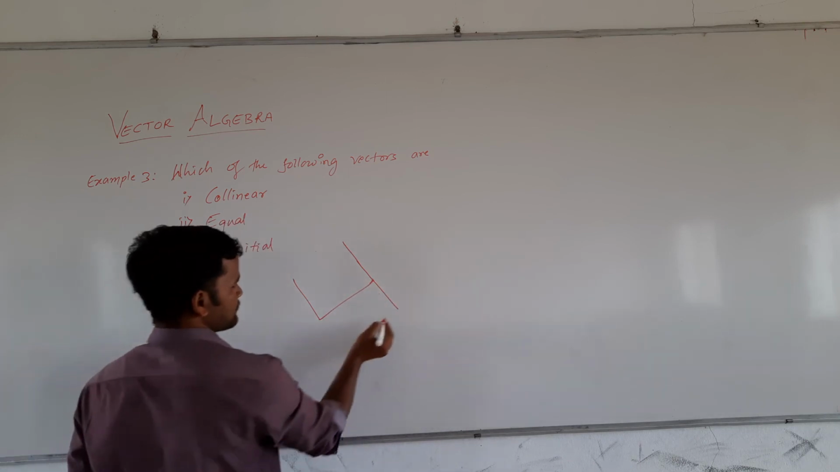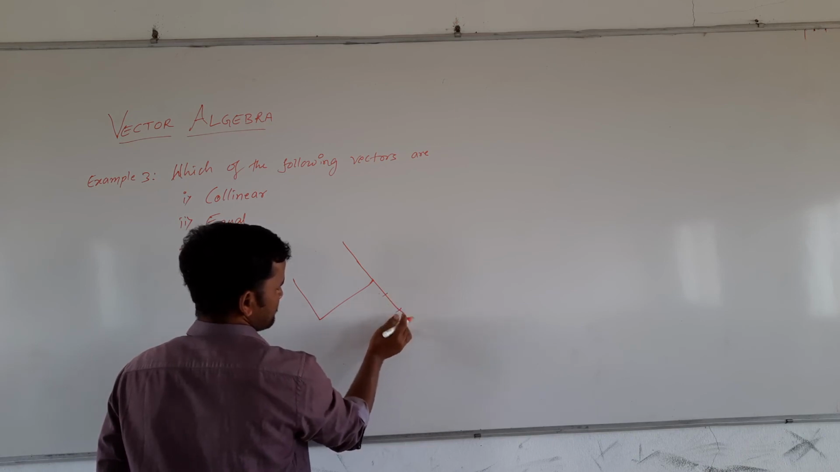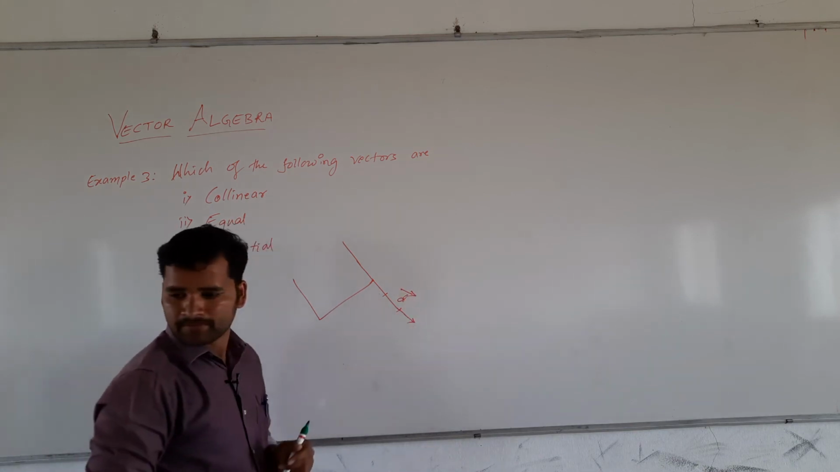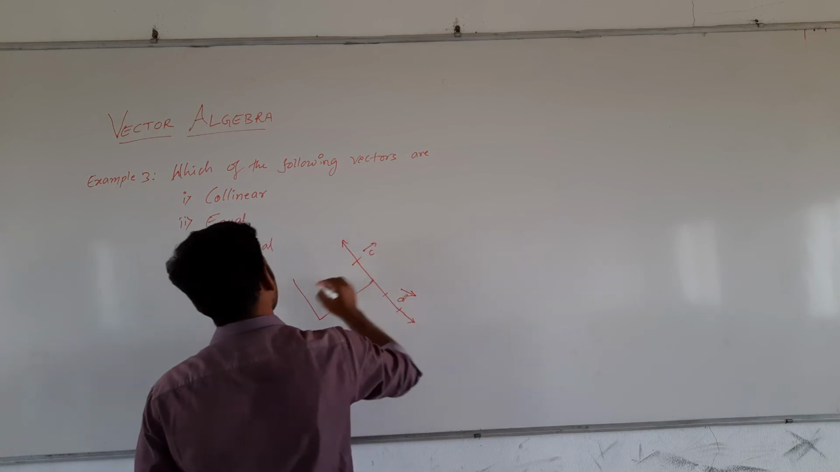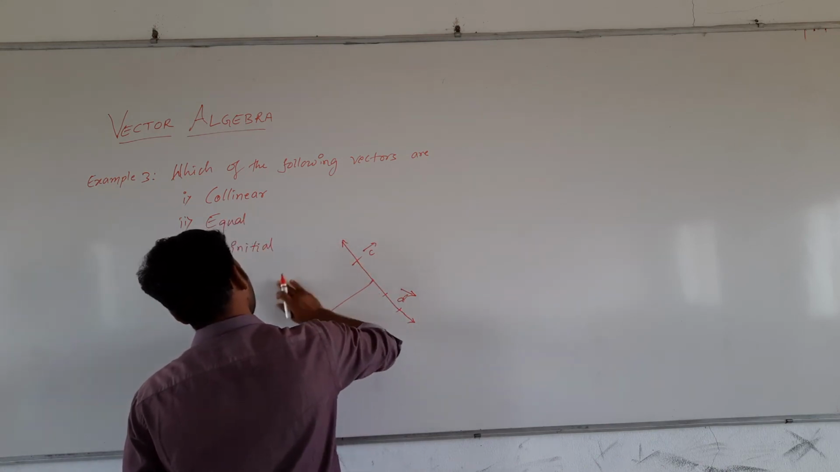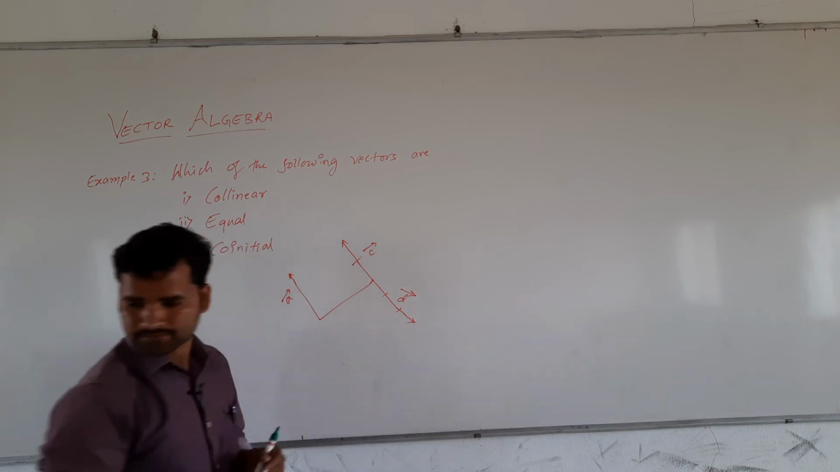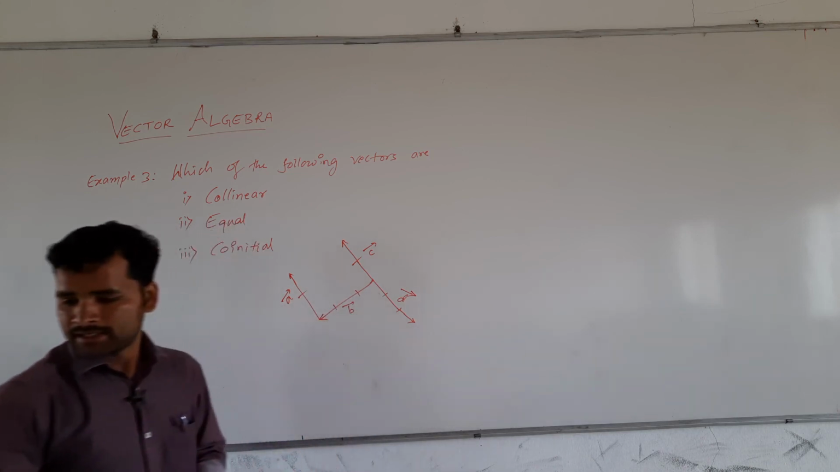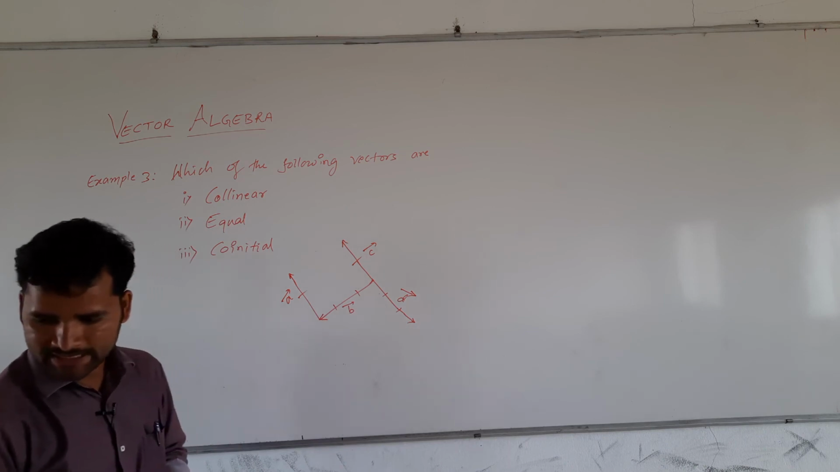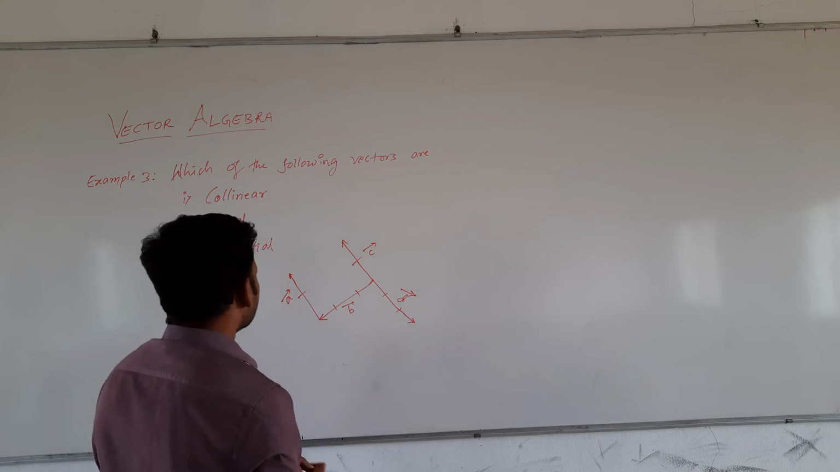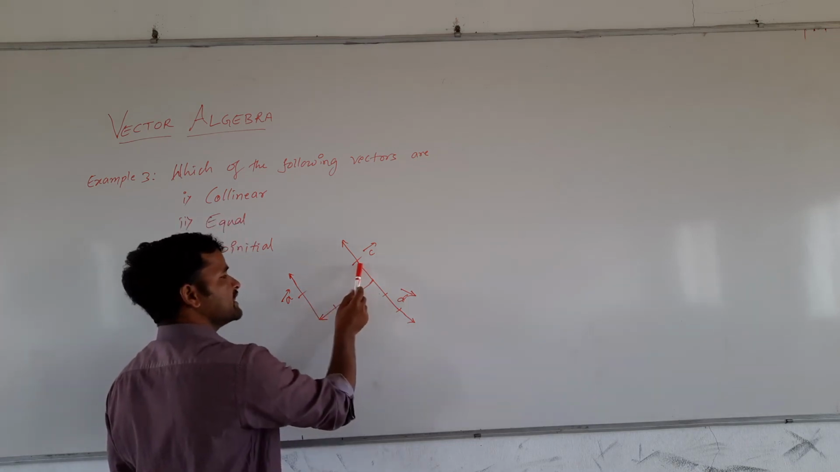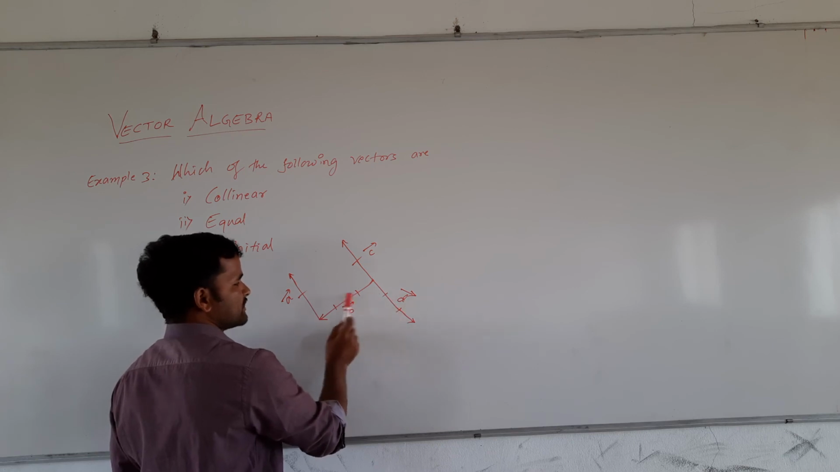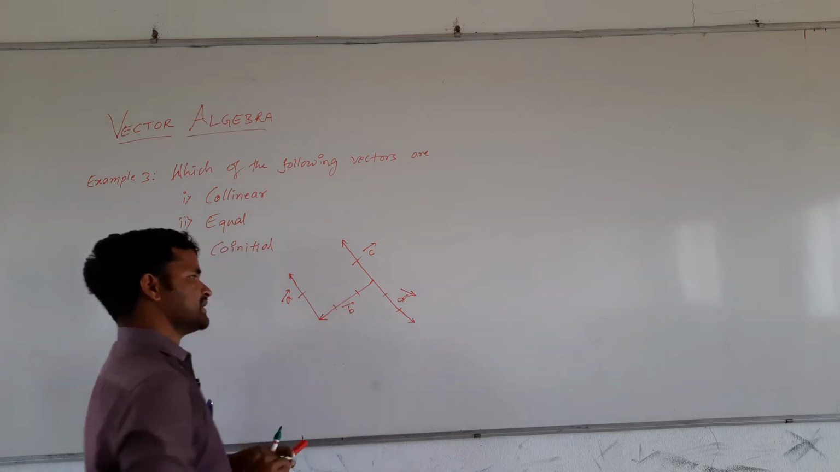They are naming this as vector D, here is vector C, here is vector A, and here is vector B. What does it indicate? See, this single bar is there, no? It indicates that in magnitude these two are equal in length. And what about this B and D? Double bars are there, no? So in magnitude these two are equal in length. That is what they are saying.